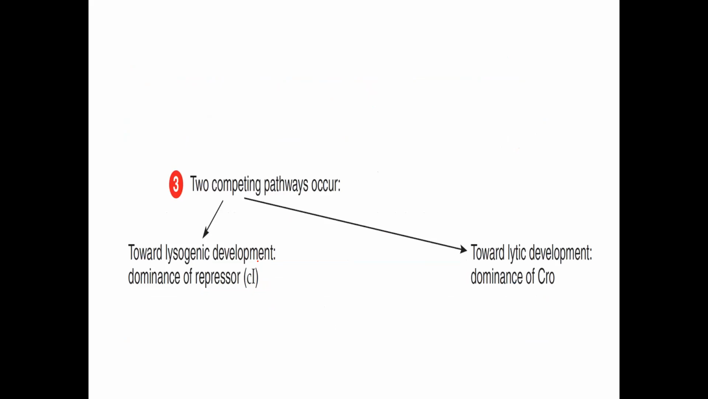After that, 2 competing pathways may occur. Either the phage may go for lysogeny, which is integration of the phage chromosome into the host chromosome, or the phage may go for the lytic cycle, where it will make progeny phages and kill the cell. Now, what decides whether lysogenic pathway will be followed or lytic pathway will be followed? If C1 repressor dominates, then lysogeny will be established, whereas if CRO protein dominates, then lytic pathway will be established.